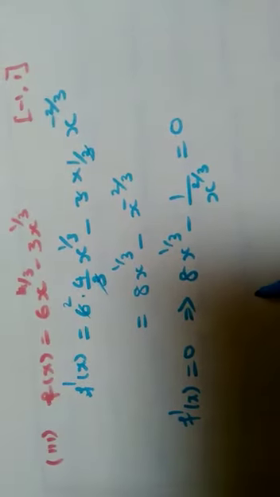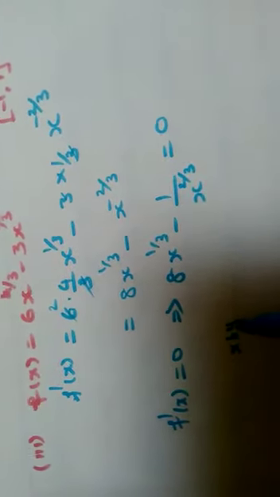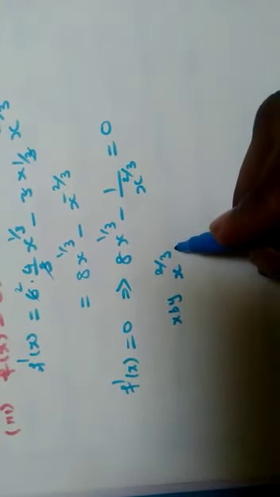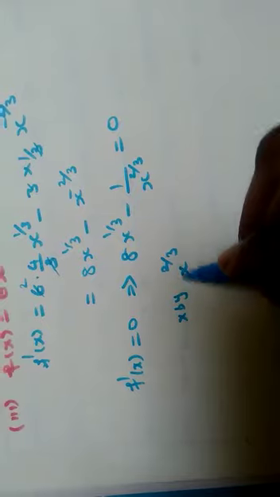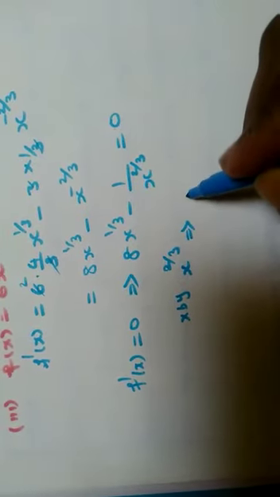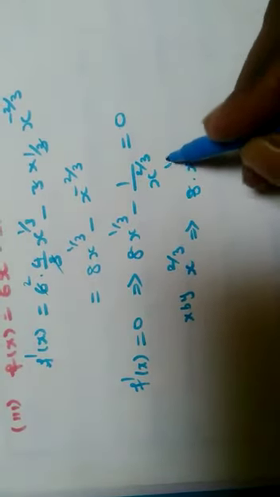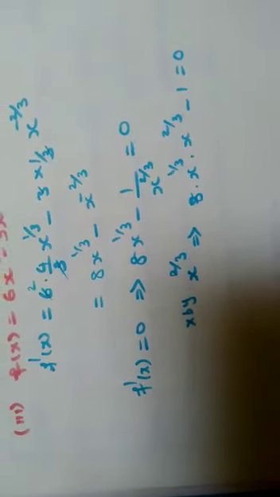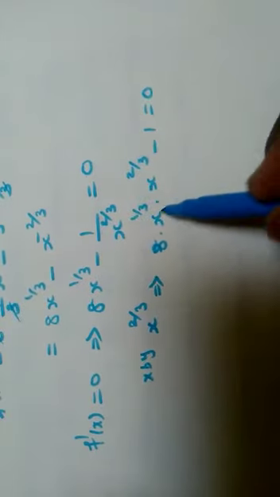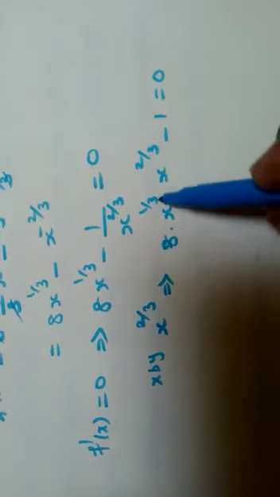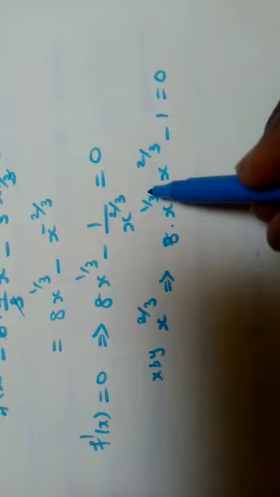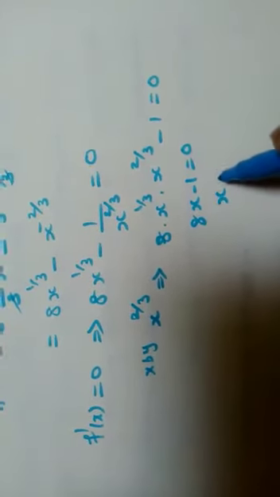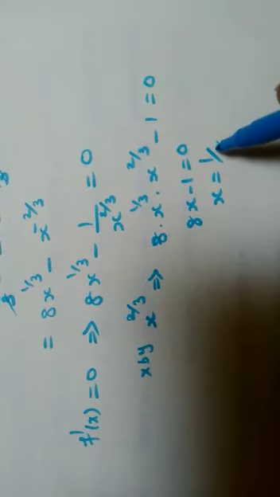Next, multiply by x^(2/3) in this equation. So 8 into x^(1/3) into x^(2/3), and this one, minus 1 will come, minus 1 equal to 0. See this, here x^(1/3), here x^(2/3), the bases are equal, adding the powers, 3/3 will come. So 8x - 1 = 0. From this, x = 1/8.